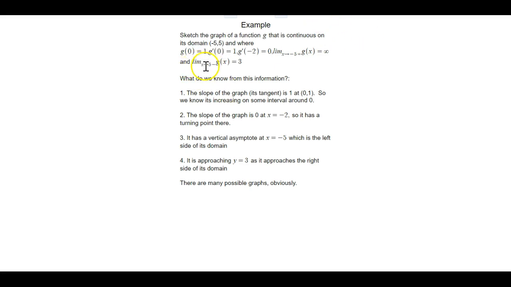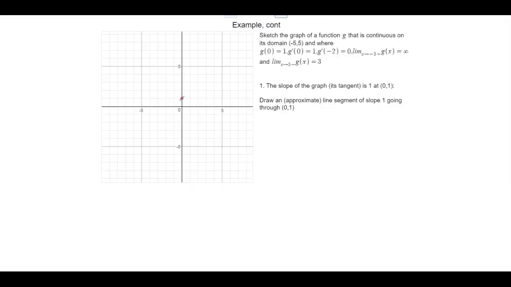And this is telling us that on the right side of the domain, as x is approaching 5, the function has a horizontal asymptote at 3, y equals 3. So there are a lot of different possible graphs, but remember this would be something where you would need to actually draw the graph, not just choose a multiple choice graph from WebAssign in a test situation.